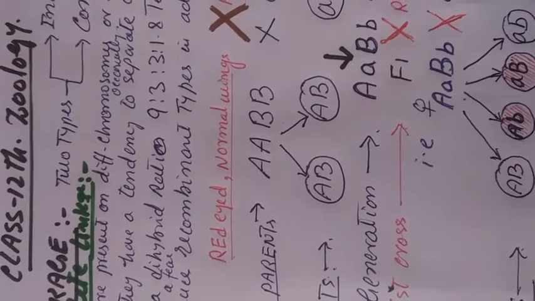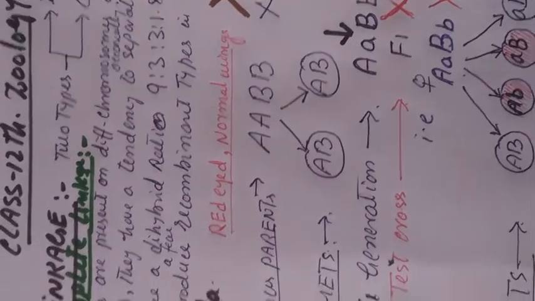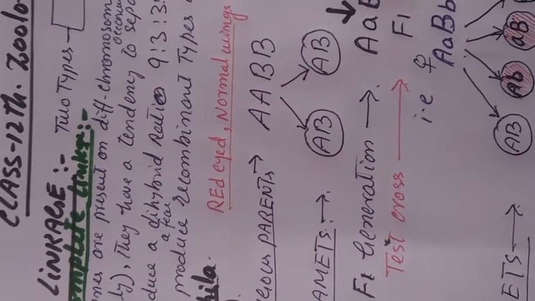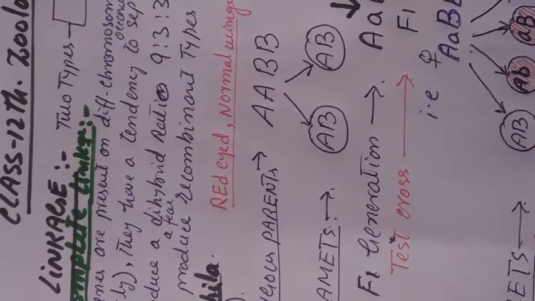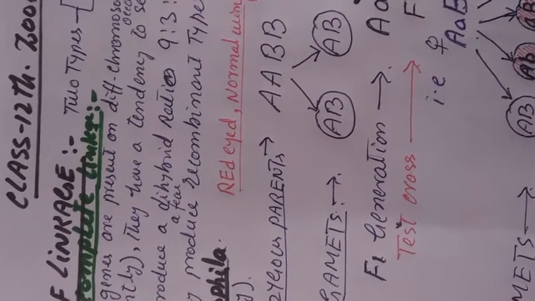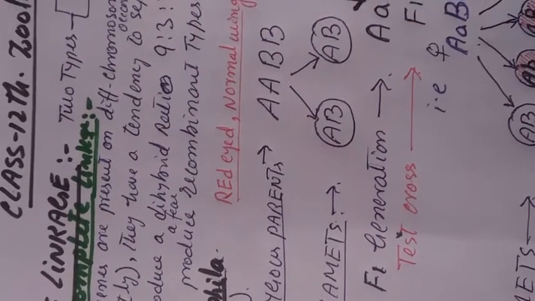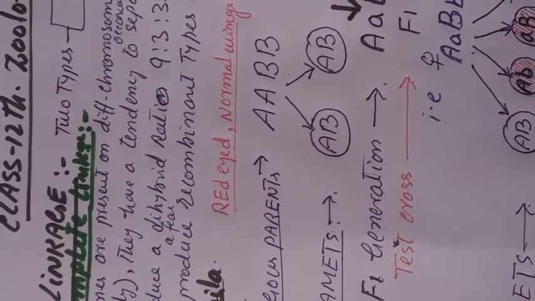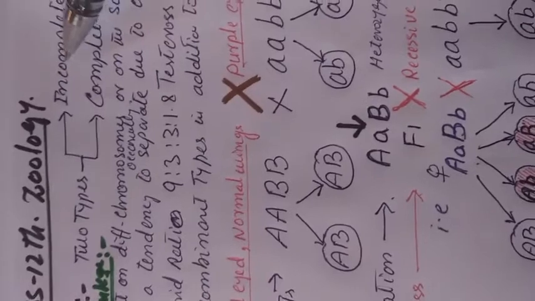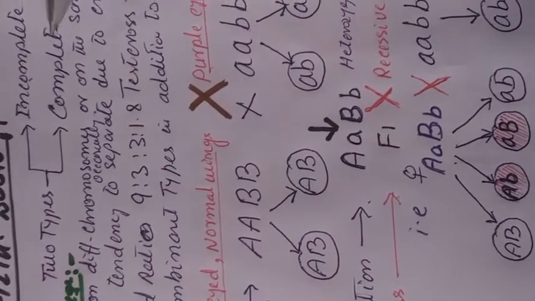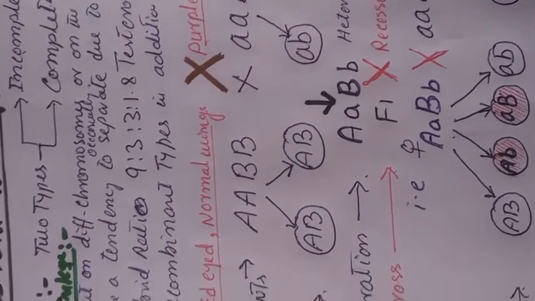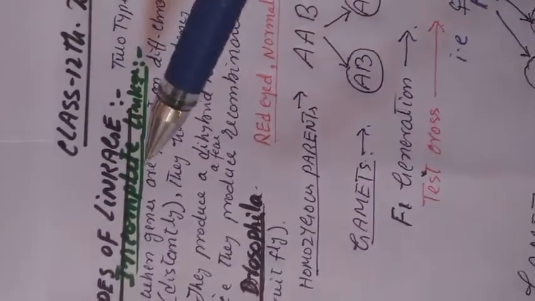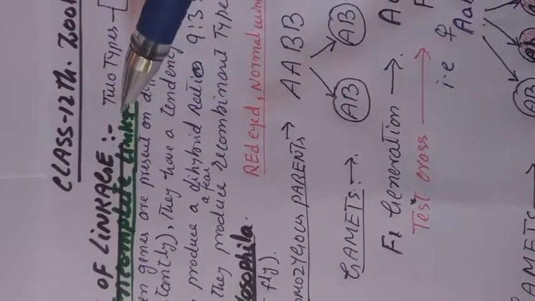Since in our previous topic we discussed linkage, its discovery and the chromosomal theory of linkage, today we will discuss the types of linkage. So far as the types of linkage are concerned, there are two types: number one is incomplete linkage and number two is complete linkage. First of all, we will discuss incomplete linkage.